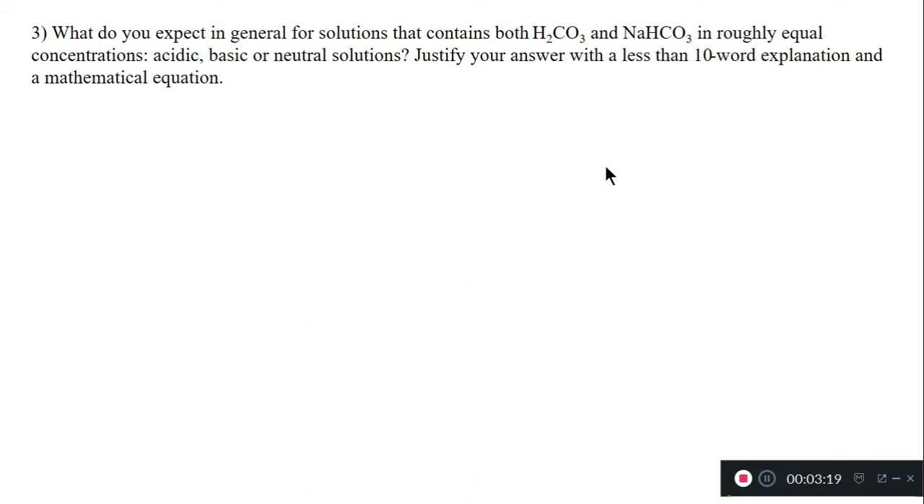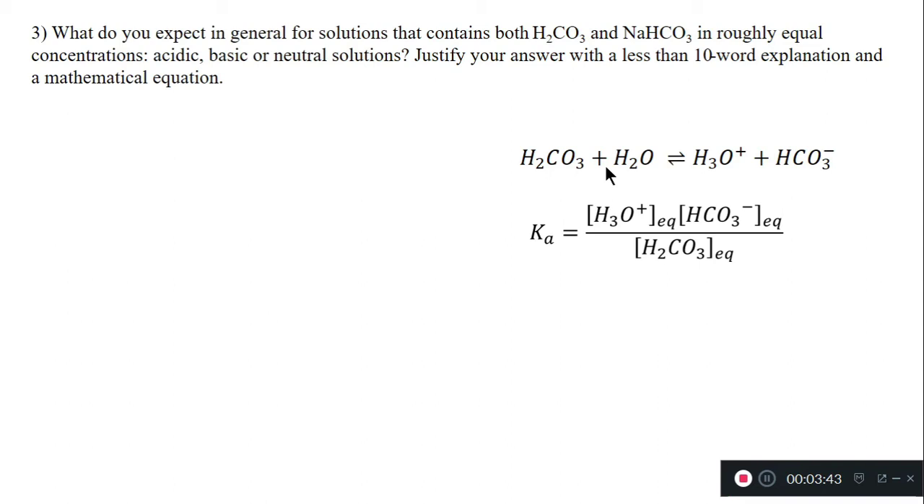But what happens if I mix them together? If I take a solution that's got roughly equal concentrations of carbonic acid and sodium hydrogen carbonate, what do I expect about that? It says justify your answer with a less than 10-word explanation and a mathematical equation. Okay, the fact that it says mathematical is suggesting I've got to get into the nitty-gritty for this.